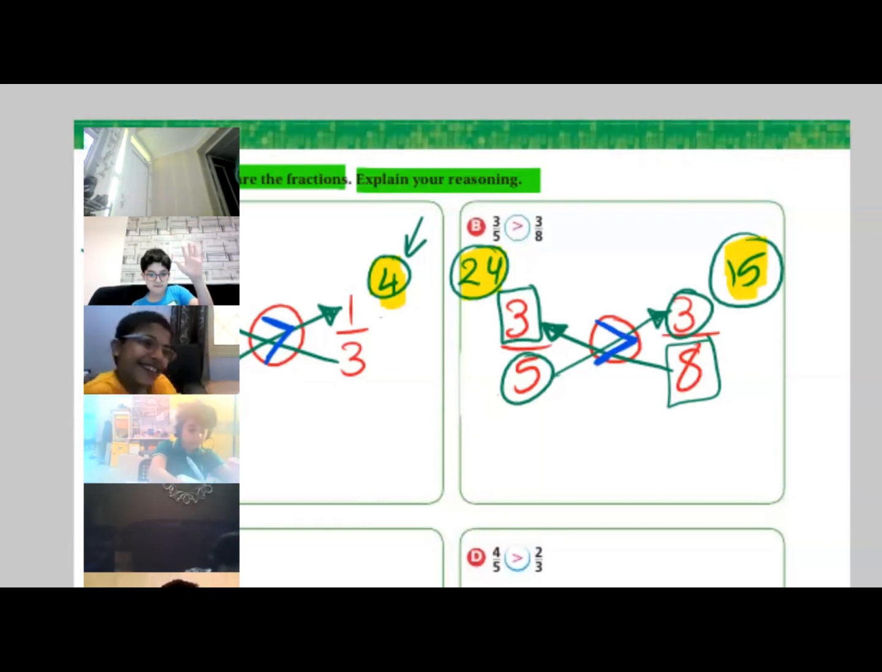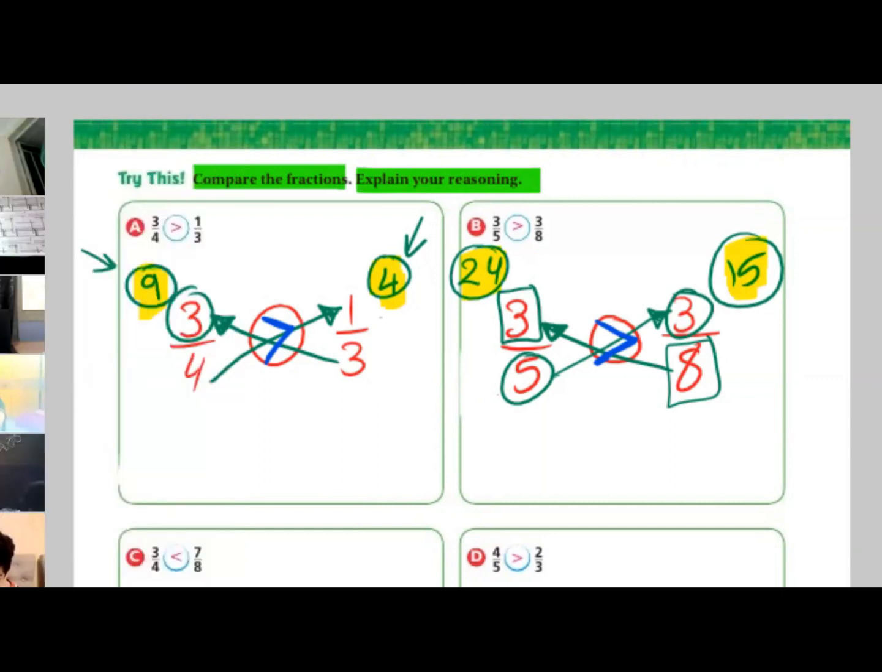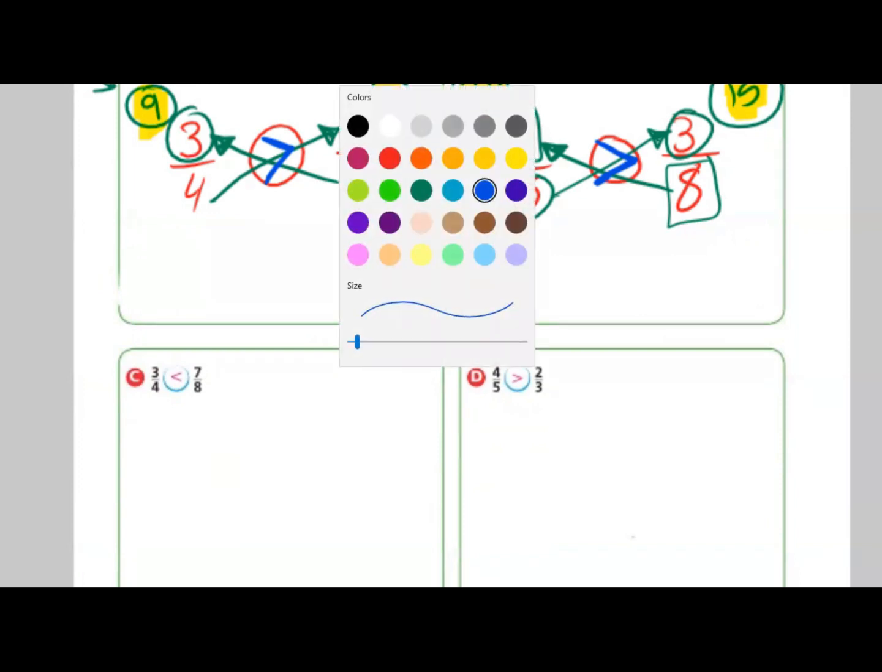Hadi Mkhimel. Teacher. Yes, Hadi. I don't understand the lesson very well. Okay, can you pair with me? Step by step, be with me.